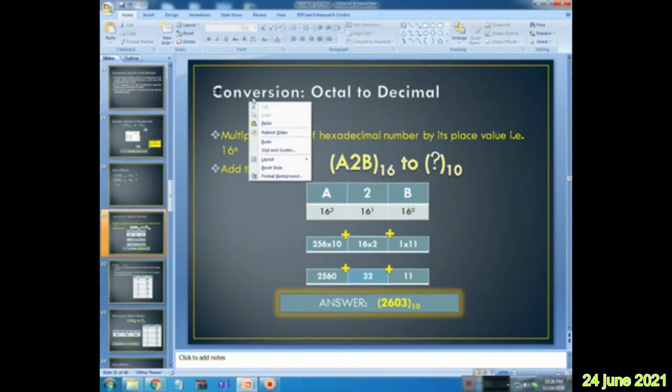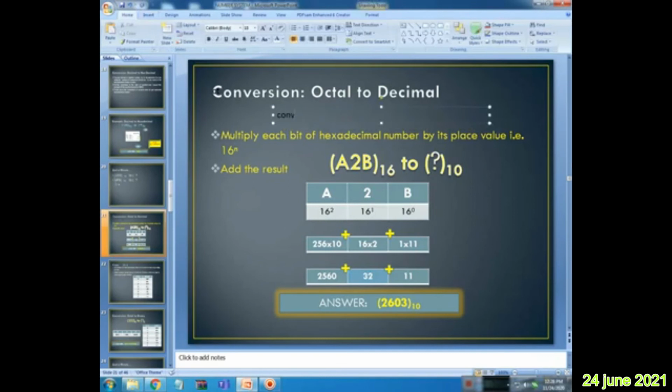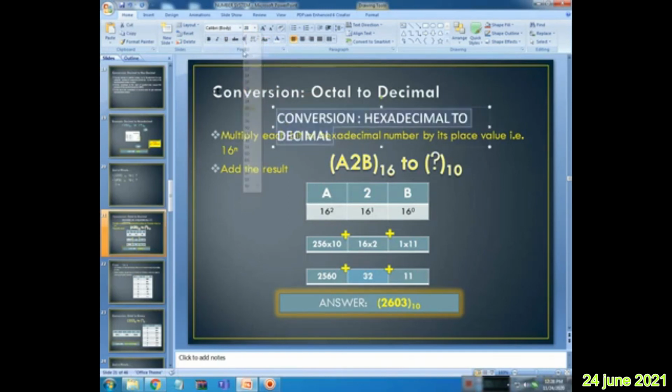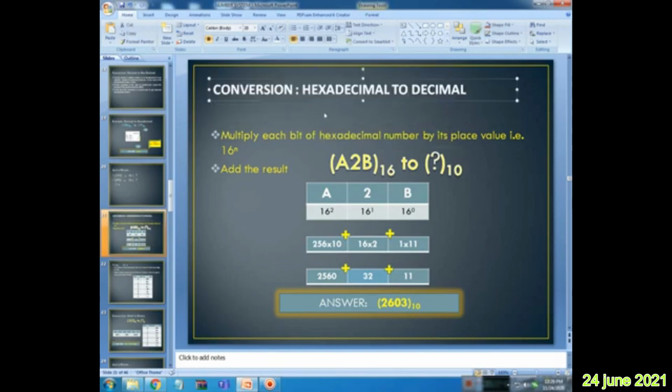It is not allowing, right? Let me do it here only. Let me type the heading: conversion, hexadecimal to decimal. Let me make it white so it is visible. I will make all capital letters, increase the size so that you can easily see, and make it bold. This one I will remove because it's a wrong heading. Now it is hexadecimal to decimal, absolutely fine, right?